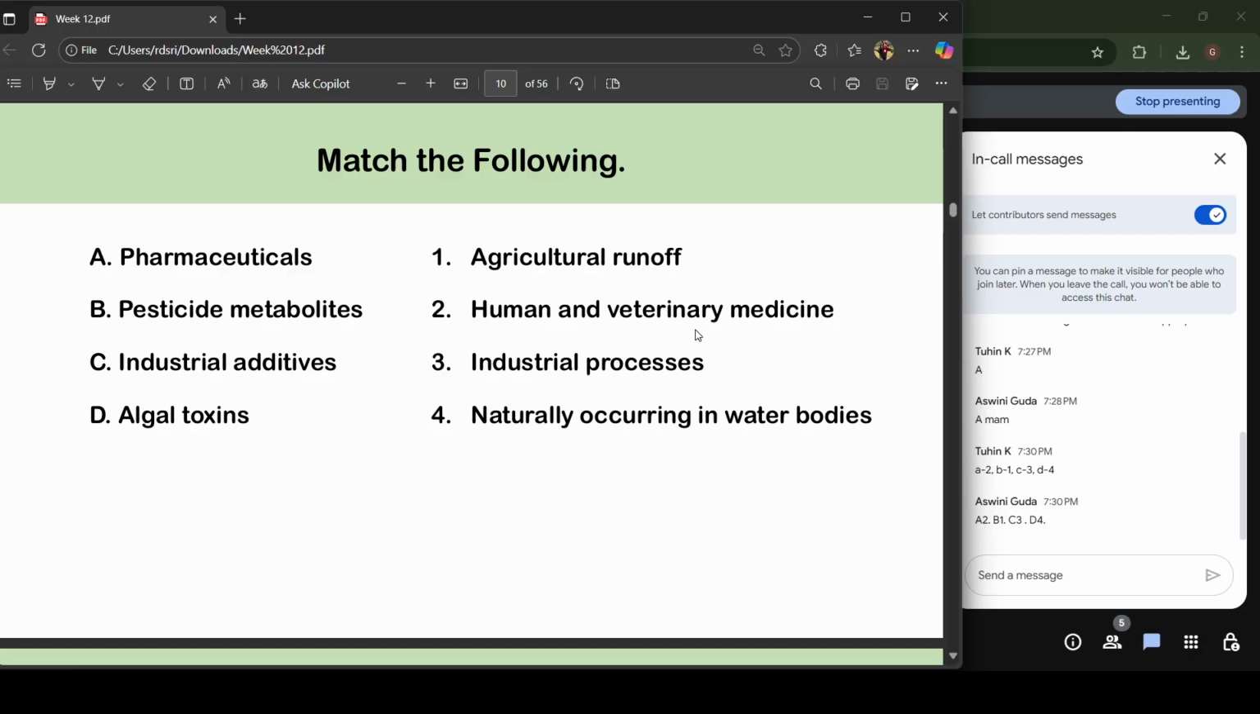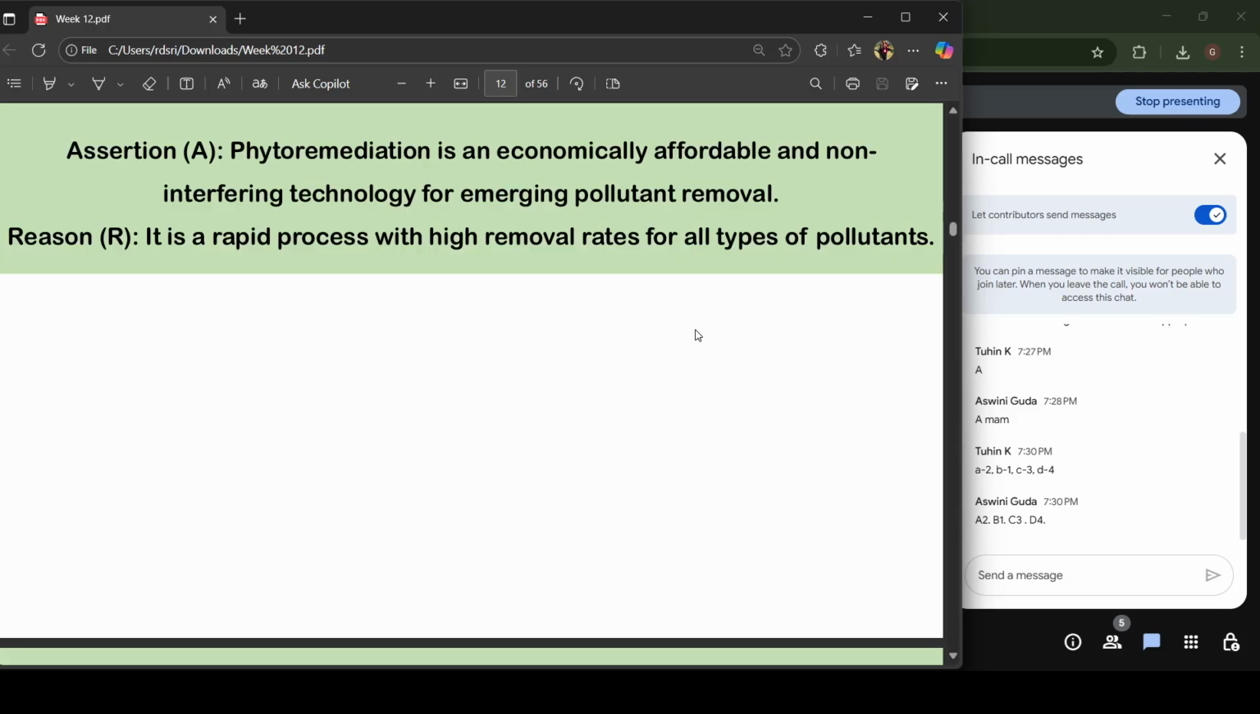Okay, so the answer is right. Pharmaceuticals arise from human and veterinary medicine, pesticides from agricultural runoff, industrial additives from industrial processes, and algal toxins are naturally occurring in water bodies, because we do have algae in all lakes, ponds, etc.